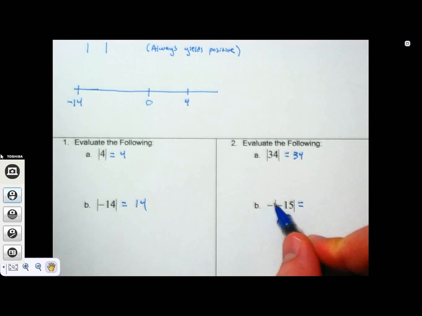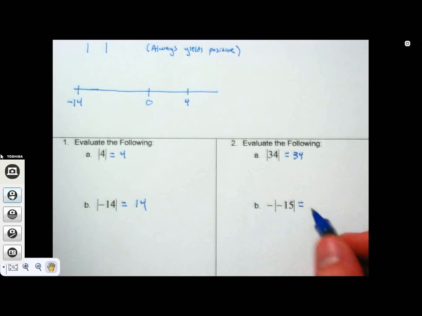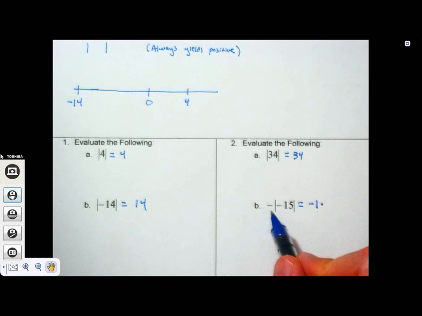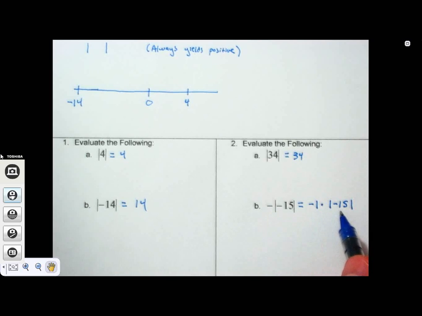Notice that there's a negative in front of this absolute value quantity. Well, really that means there's a number there. There's an invisible number is what I call it. And that invisible number is 1. So what this means is you're taking negative 1 times the absolute value of negative 15. Well, the absolute value of negative 15 is positive 15 because it's 15 units away from 0. So you should have gotten negative 1 times positive 15, and negative 1 times positive 15 is negative 15.